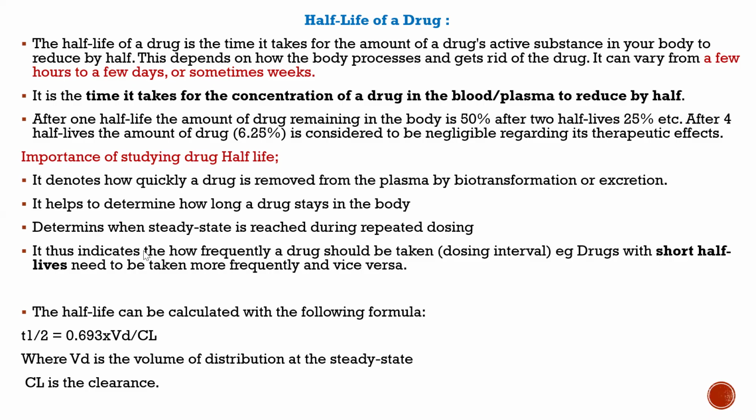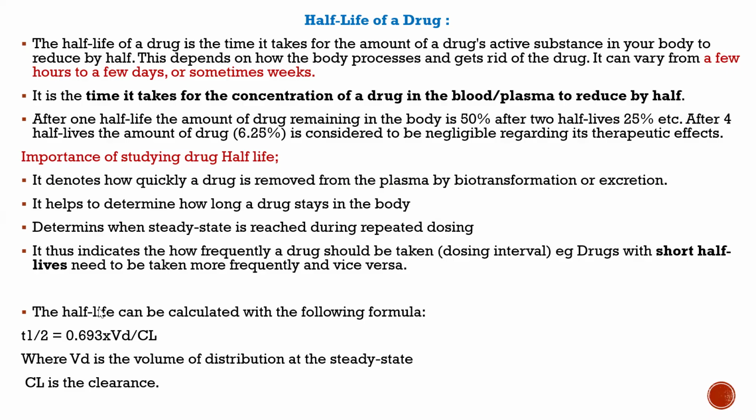Okay, so just like the last important point, it indicates how frequently a drug should be taken. That's the dosing interval. For example, drugs with a short half-life need to be taken more frequently, while drugs with a longer half-life should be taken less frequently. Okay, so the half-life helps in determining the dosing interval of a drug.